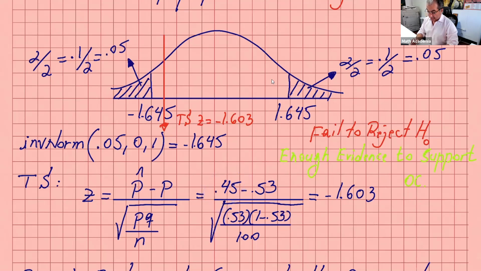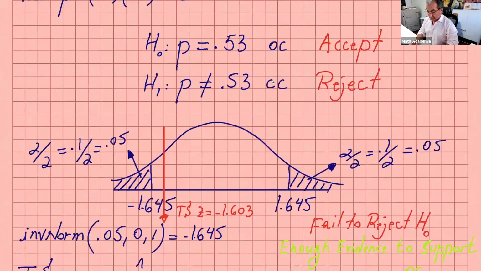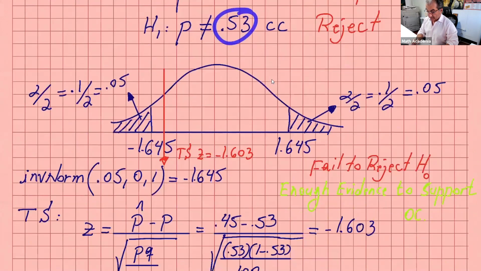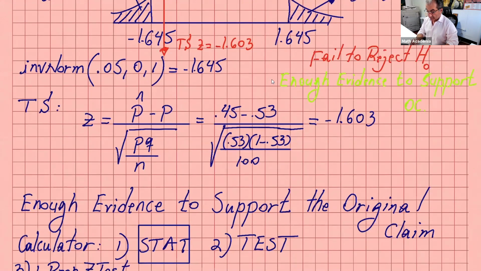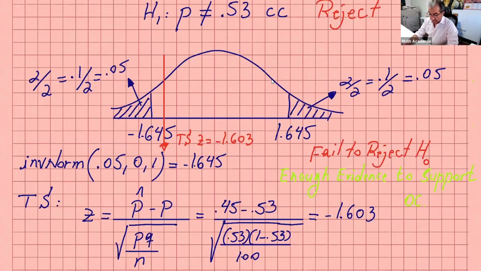The sample proportion is 0.45, it's given in the problem, minus the one in the claim, 0.53, divided by the square root of 0.53 times 1 minus 0.53, and n, the sample size, was 100. If you do that, you get negative 1.603. Negative 1.603 is before negative 1.645 if we go to the left. So basically it is in the non-shaded area.